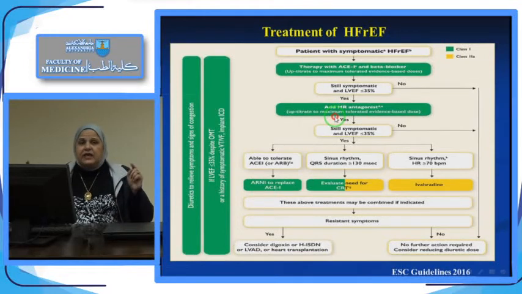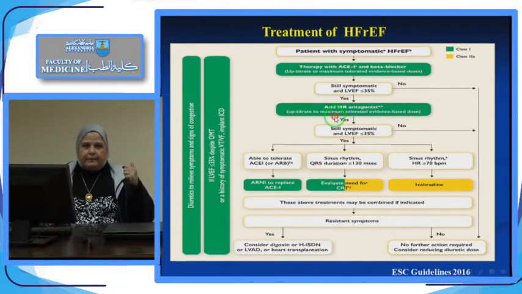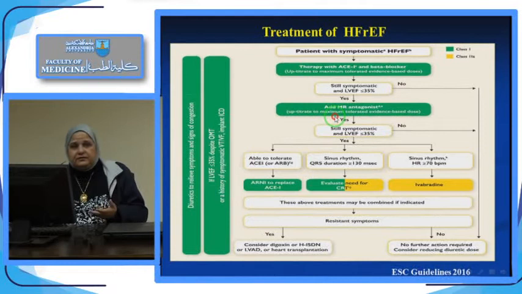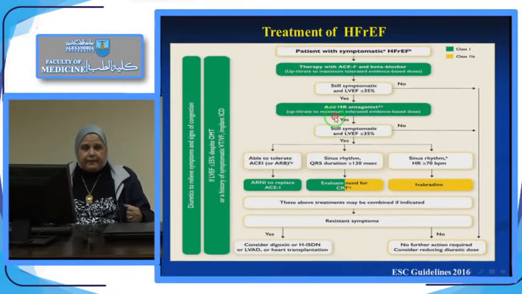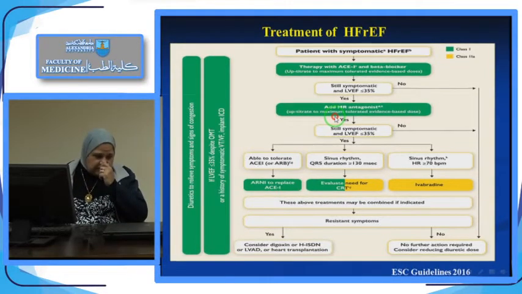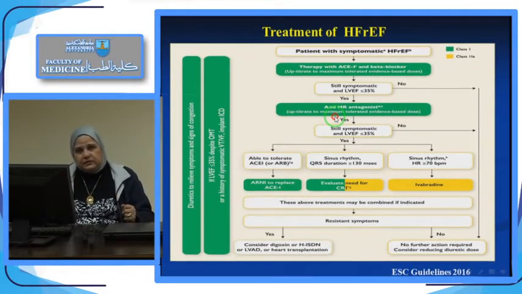What are the indicators for improvement in these patients? The indicators are, number one, symptomatology, number two, exercise tolerance, number three, ejection fraction. In this case, the ejection fraction is less than 40 from the start, and the improvement of ejection fraction is a target.